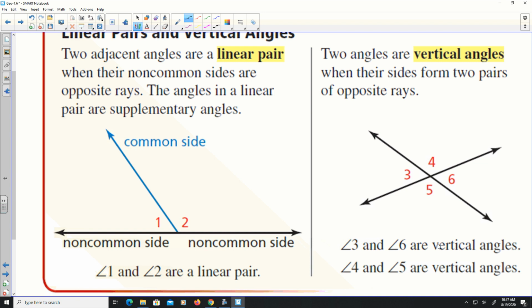Coinciding with that, you can also make the assumption, because these are both straight lines, that they're going to be supplementary. So you could say angles 3 and 4 are supplementary, 4 and 6 are supplementary, 5 and 6 are supplementary, and also 3 and 5 are supplementary. So using that linear pair definition can also help you with those vertical angles as well.